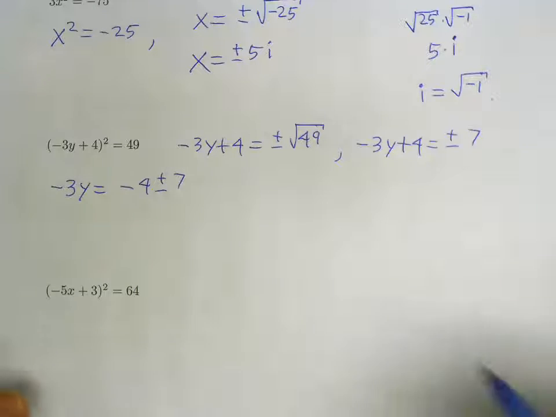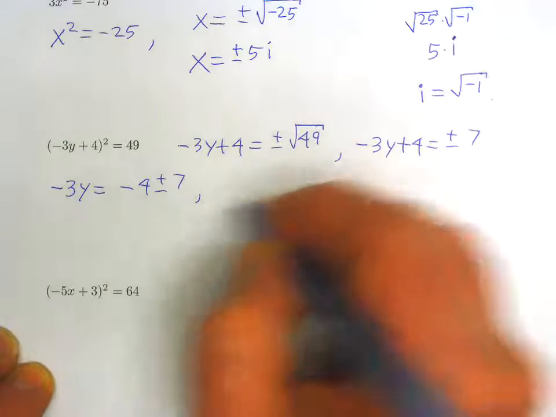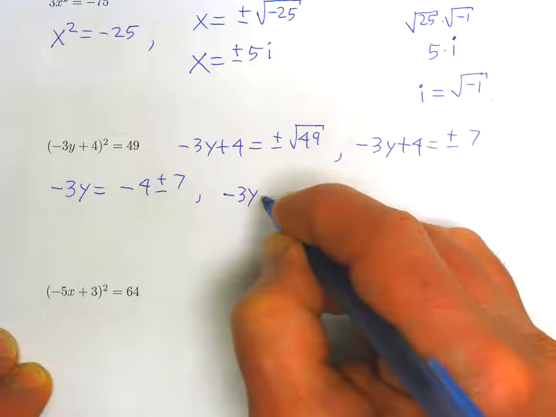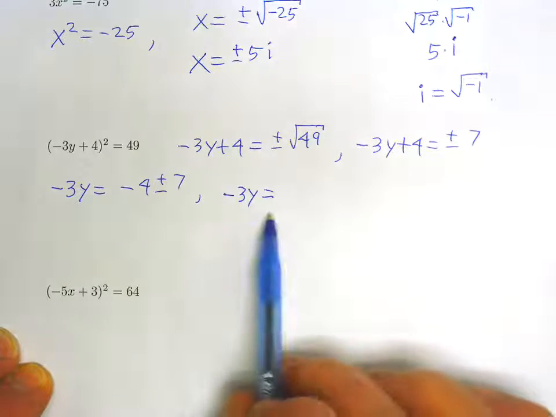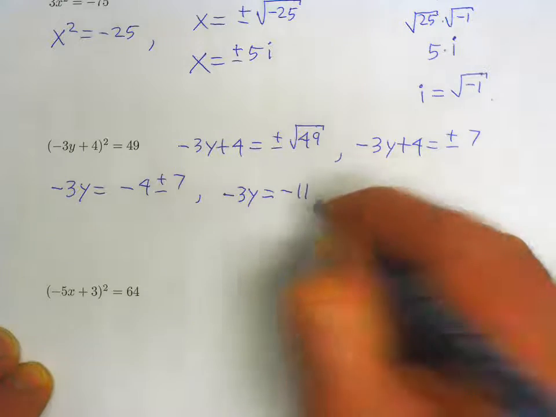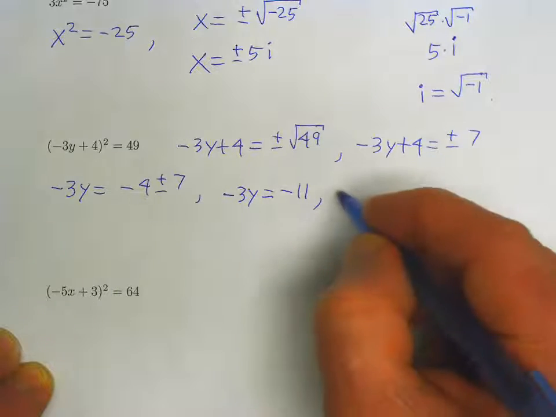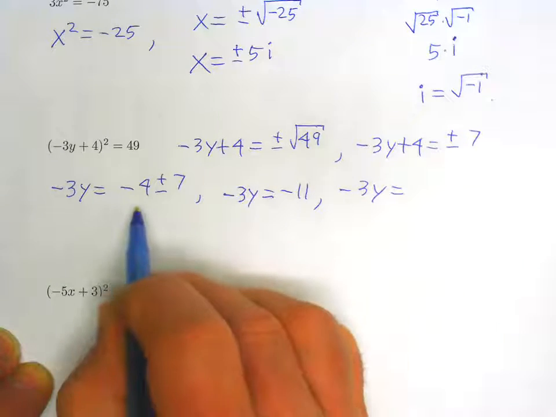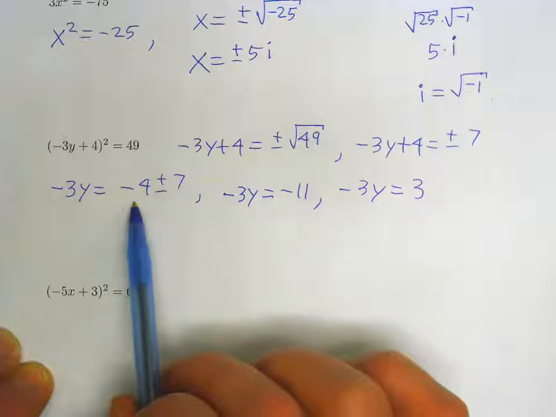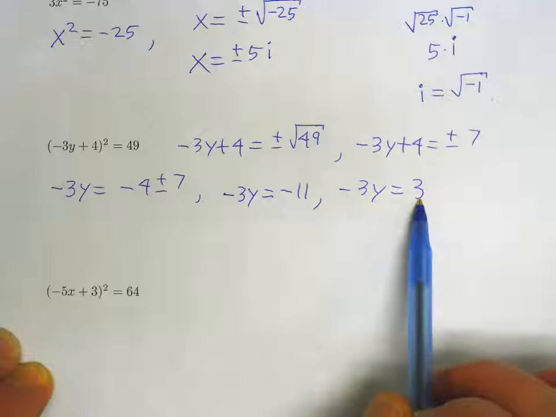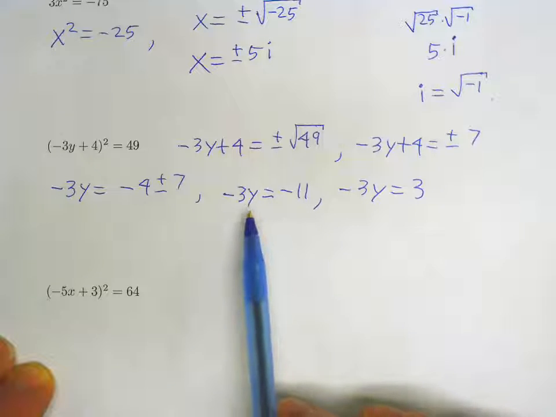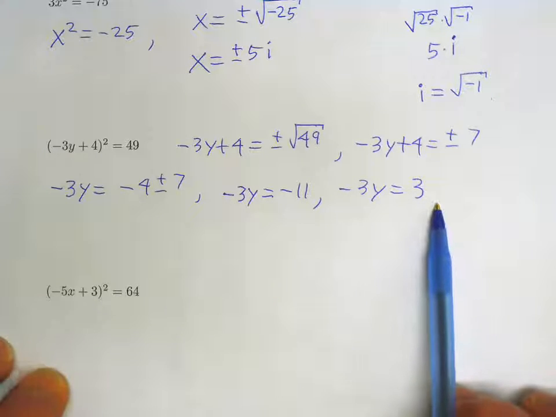So it's a toss-up. What I'm going to do, though, is leave the left-hand side as negative 3y, and then write two equations where negative 3y equals negative 11 in one case, and in the other case, negative 3y equals positive 3. So once again, the negative 11 comes from negative 4 minus 7, and the positive 3 comes from negative 4 plus 7. And now we can divide both sides of each of those two equations by negative 3.